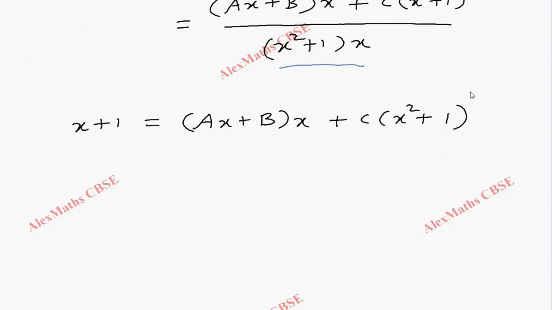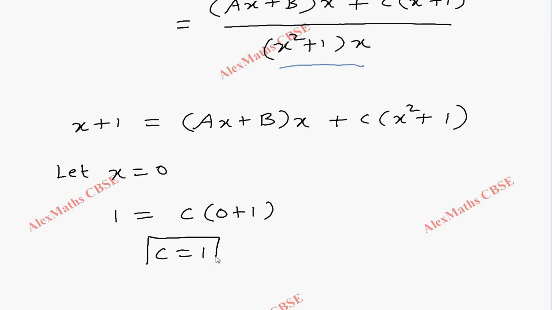Now let's take a value for x. Let x equal to 0. When I substitute 0 here, left hand side is 1 and this entire term becomes 0, and the second term is c into 0 plus 1. So totally the value of c is 1.